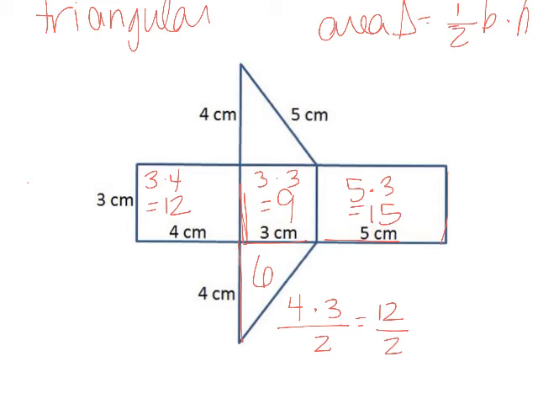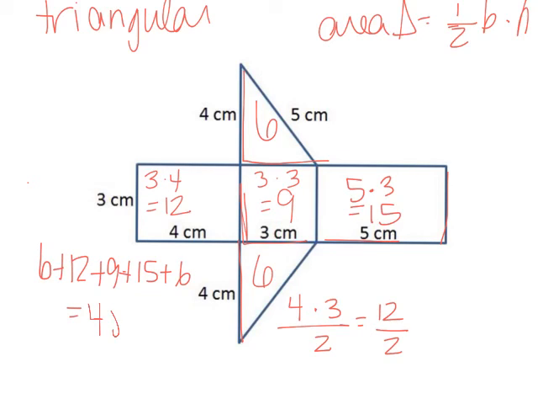And this triangle up here is the same exact triangle. This is a 4 by 3, so this is also going to have an area of 6. So now we go ahead and add all of the areas together: 6 plus 12 plus 9 plus 15 plus 6. And that gives us an area of 48 centimeters squared.